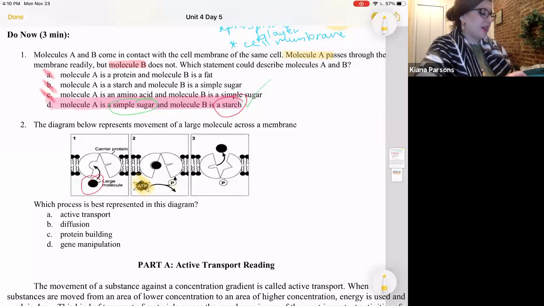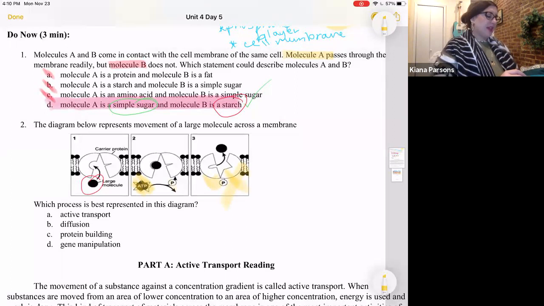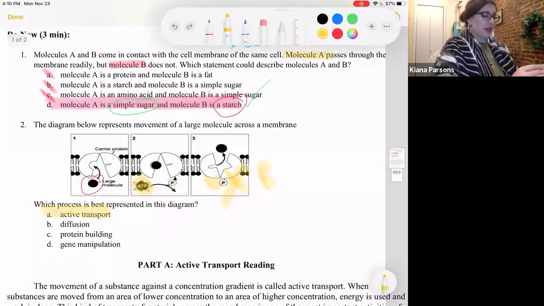And we can see here that the way the large molecule passes through is by ATP binding to the activation site and being expended, used up in this process. So we see ATP is being used. This is active transport. So it requires energy.